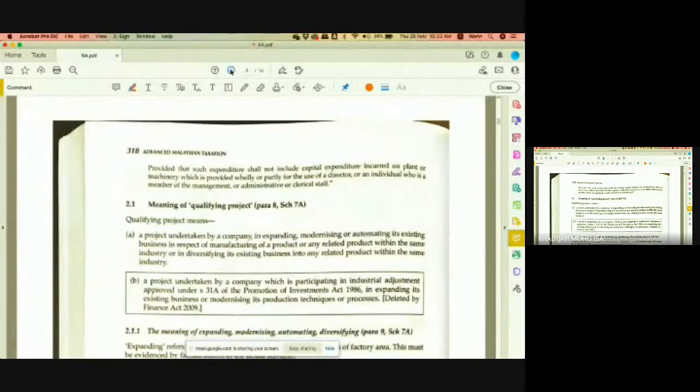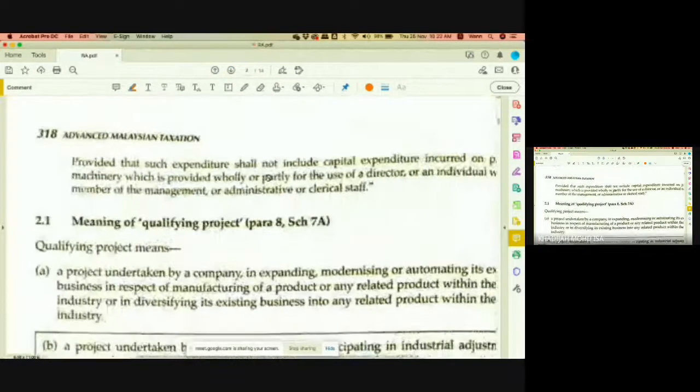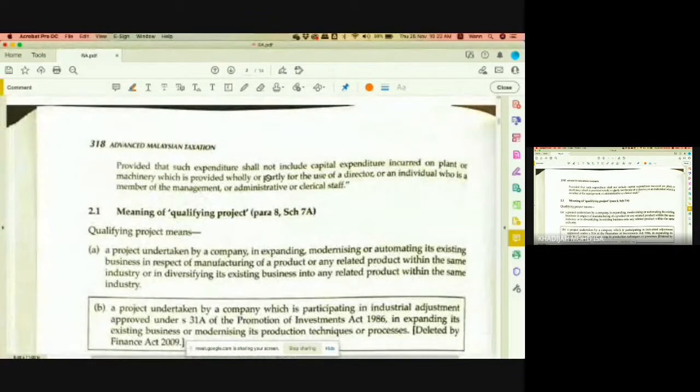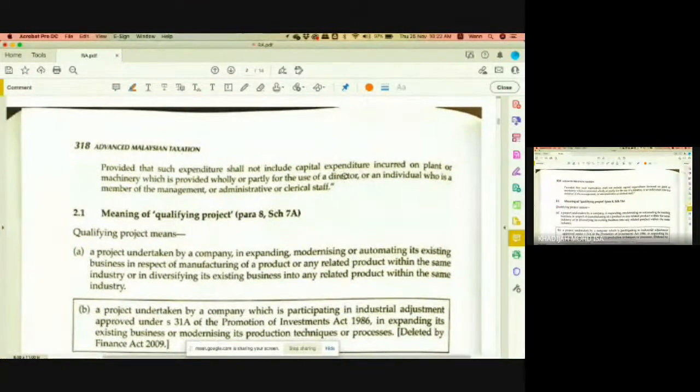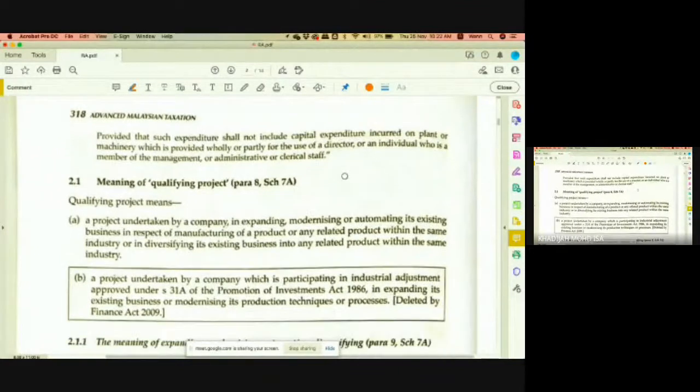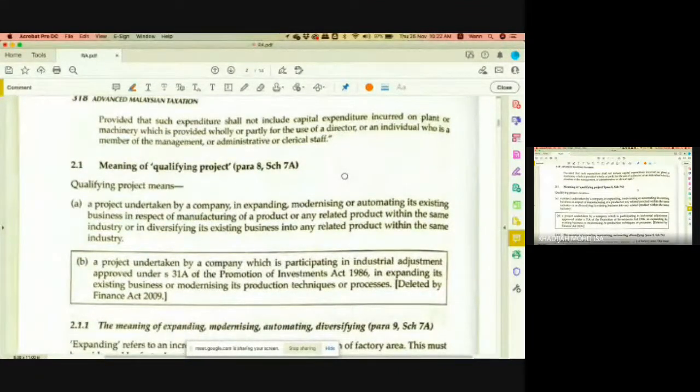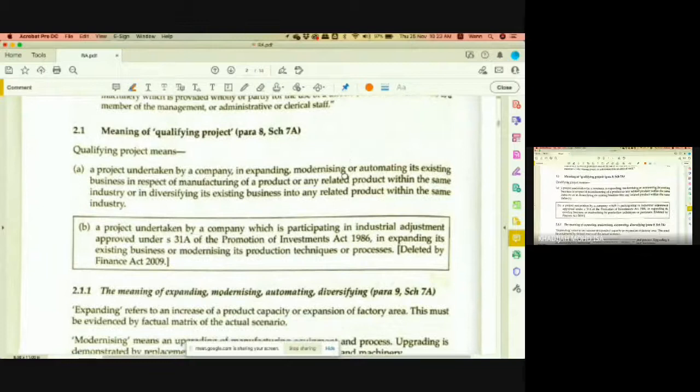Alright, provided that such expenditure shall not include capital expenditure incurred on plant or machine which is provided wholly or partly for the use of a director, an individual who is a member of management or admin or clerical staff. So you must make sure that those capex incurred is for the purpose of the manufacturing business only, right? Alright, what do you mean by qualifying project?